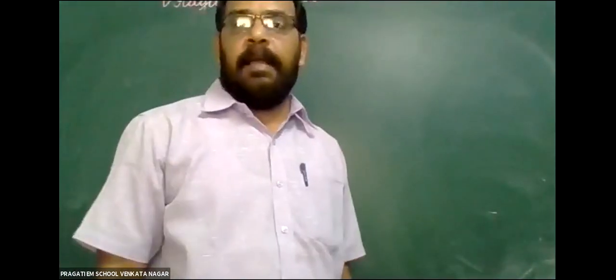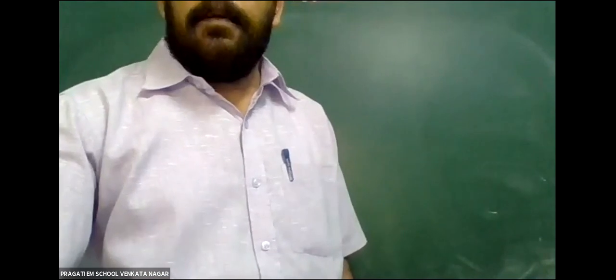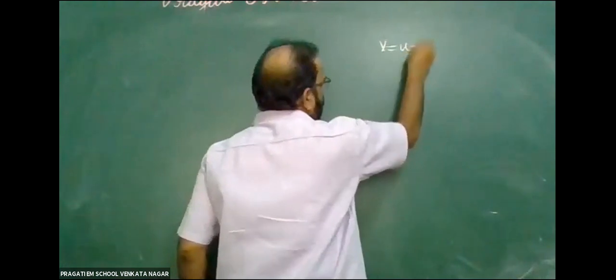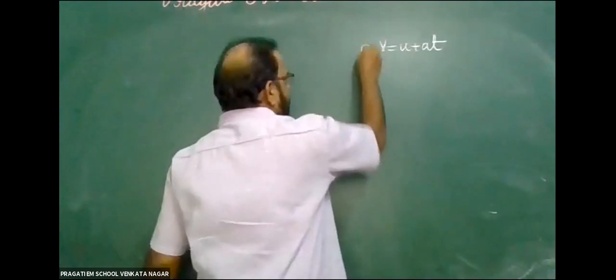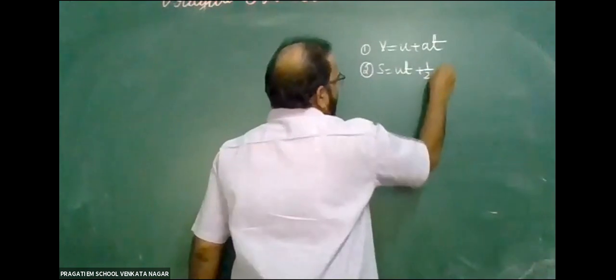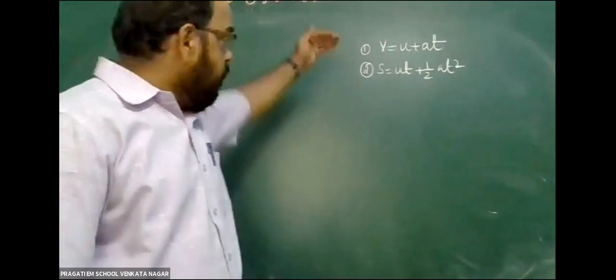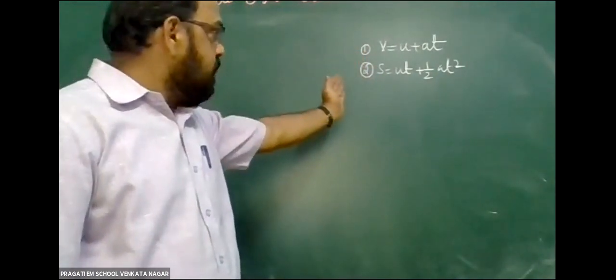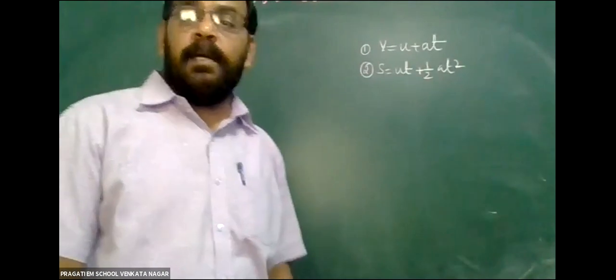Okay, children, we are discussing equations of motion. Two equations we already derived last class. One is the first equation of motion, V is equal to U plus AT, and the second equation we derived, S is equal to UT plus half AT square. These two equations we derived: V is equal to U plus AT, S is equal to UT plus half AT square.